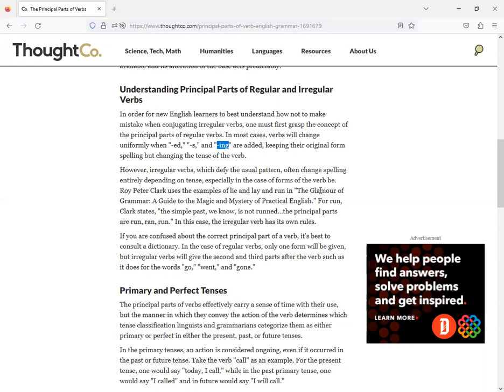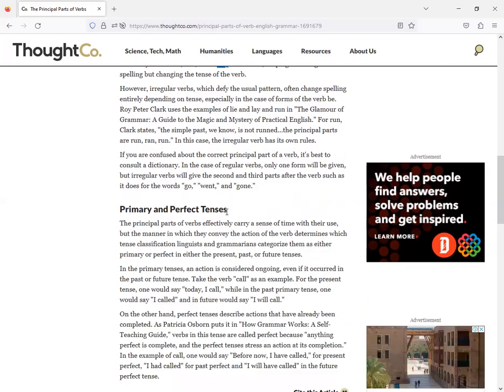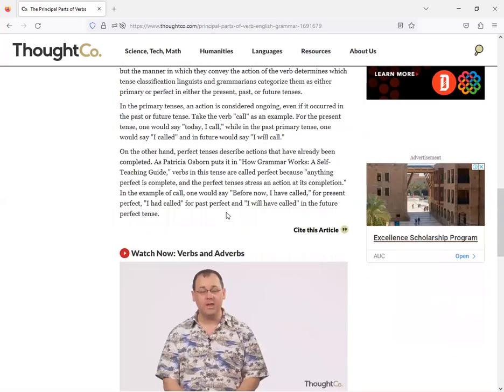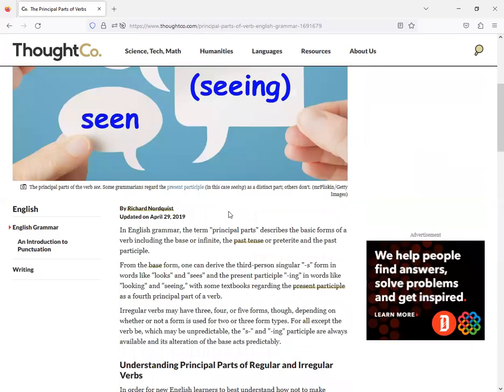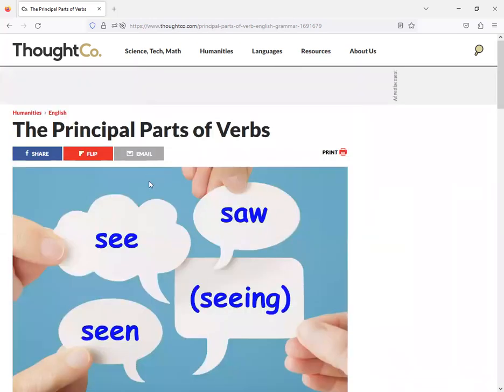Okay, so here we have to focus, in this case, on the principal parts of verbs, as I told you, using see, saw, seen, and seeing.